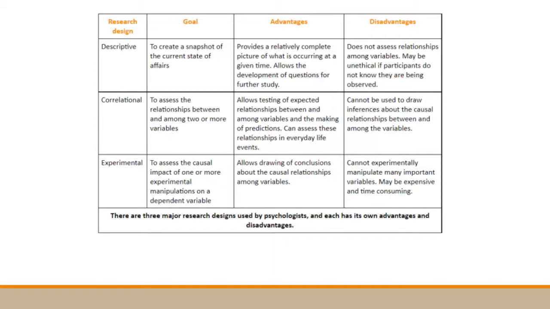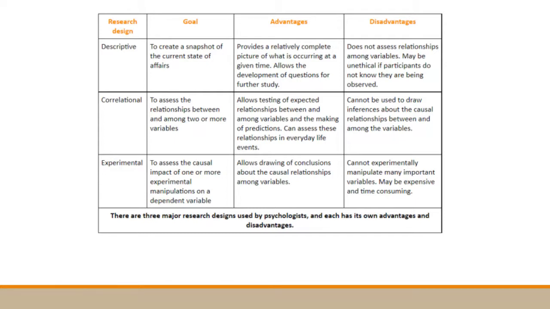So there are the three designs that I found for you. Descriptive is a research design that creates a snapshot of the current state of affairs. Advantages and disadvantages of that particular method: the advantages are that it provides a relatively complete picture of what's occurring at a given time, and it allows for development of further questions. But the disadvantage is that it doesn't assess relationships amongst variables.